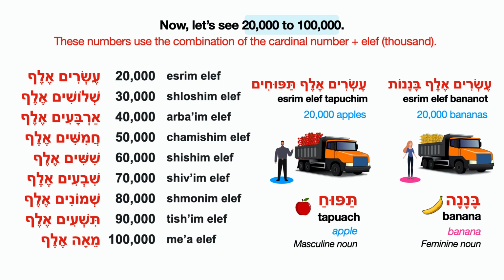Now let's apply some of those numbers to say 20,000 apples and 20,000 bananas. So we say 20,000 tapuchim, 20,000 apples, and 20,000 bananot, 20,000 bananas. Now, how do we say 50,000 apples and 50,000 bananas? We say 50,000 tapuchim, 50,000 apples, and 50,000 bananot, 50,000 bananas.